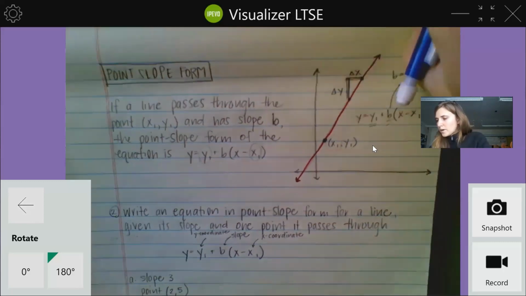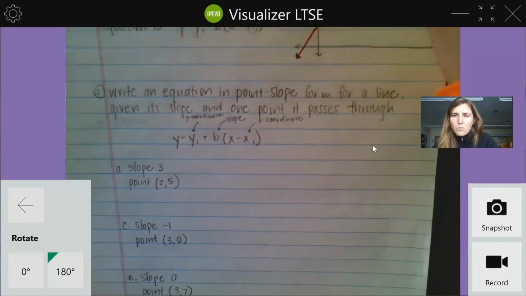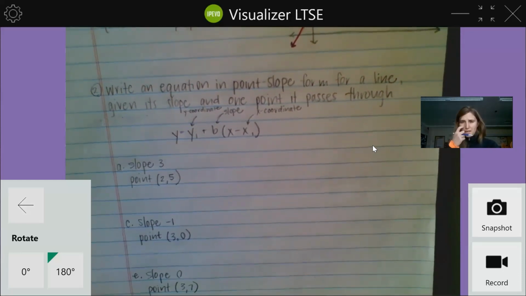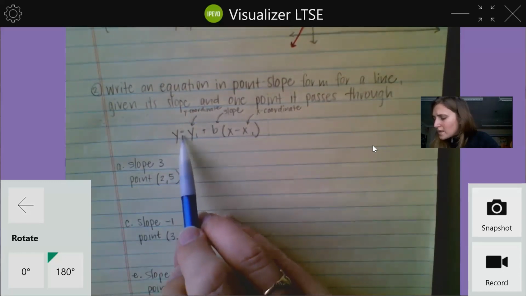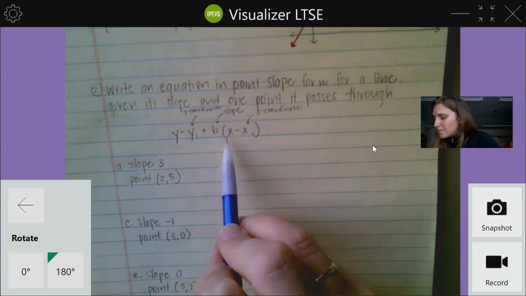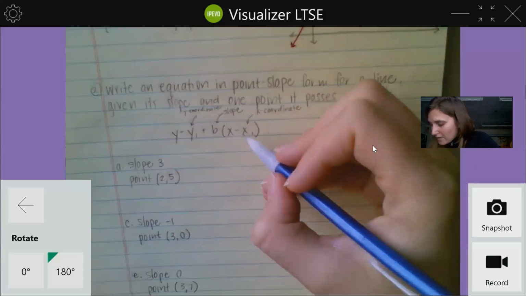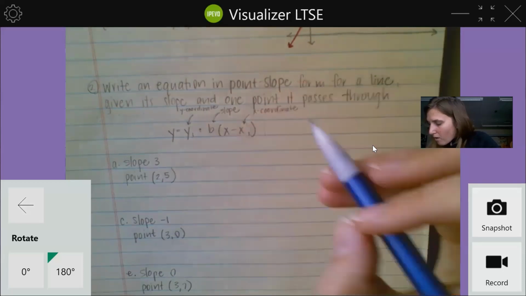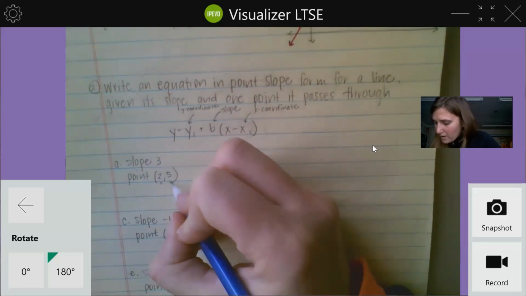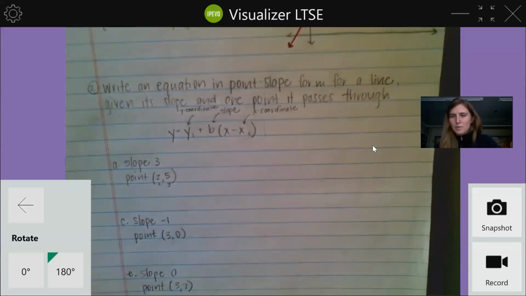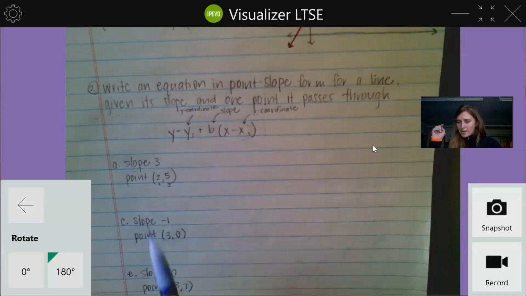So we're going to get some practice. We're going to write some equations in point-slope form for a line given its slope and one point it passes through. So again, I have my equation written here in point-slope form. y equals y1 plus b times x minus x1. So again, this x1 and the y1 are my x and y coordinates of my point. Remember, x and y. And then this b right here is my slope. So let's give it a try writing this equation in point-slope form.